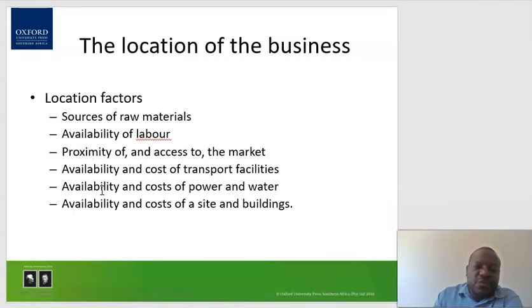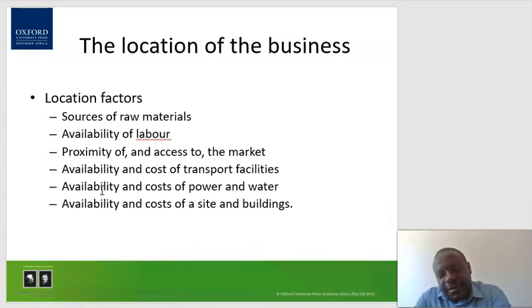Then we move on to the location of a business. Before you choose the location of a business, there are factors that you ought to consider. You can't locate your business where it will be complicated to operate it. So you need to consider a number of factors. Some of the factors that you ought to consider include the source of raw materials. If raw materials are difficult to transport, you need to locate closer to the source of raw materials. But if they are easy to transport, then you may not consider that factor.